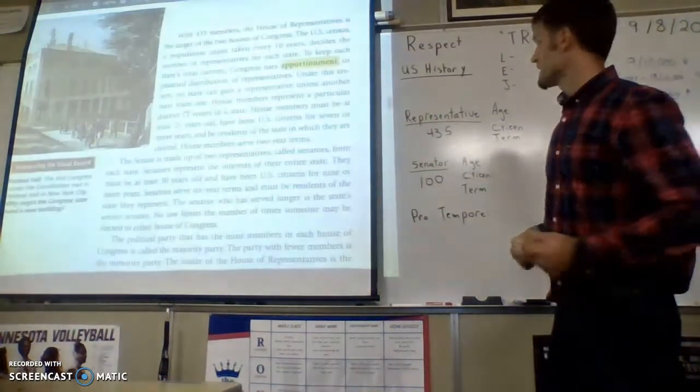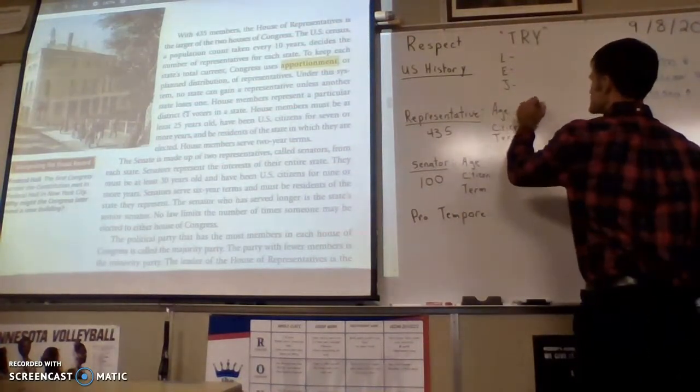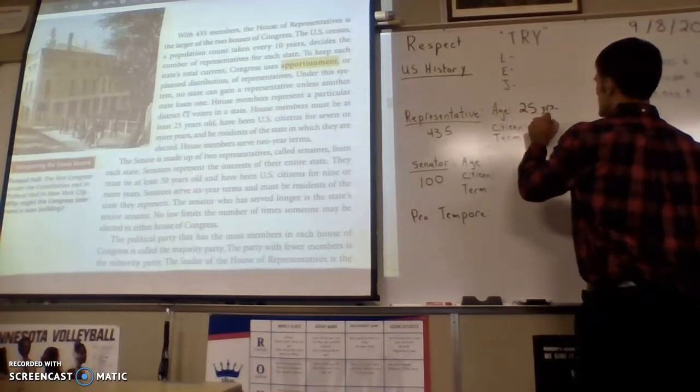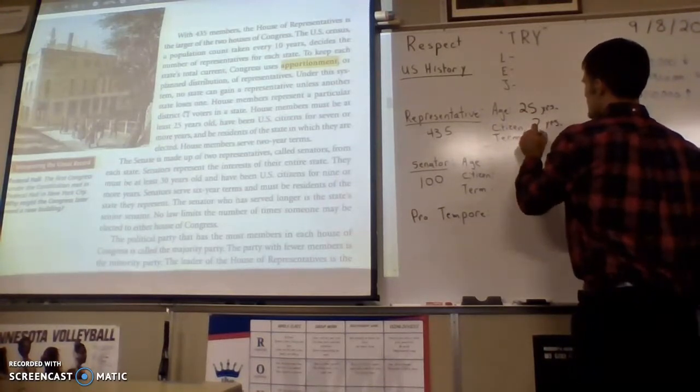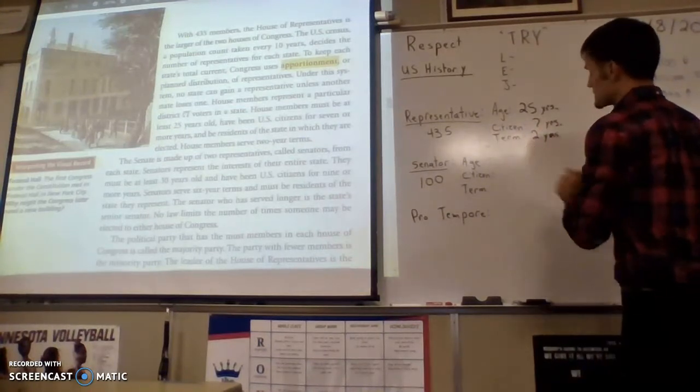All right, so how do I become a representative? Well, I have to be 25 years old. I have to have been a citizen of the United States for at least 7 years, and my term lasts 2 years as well. How many terms can I serve?